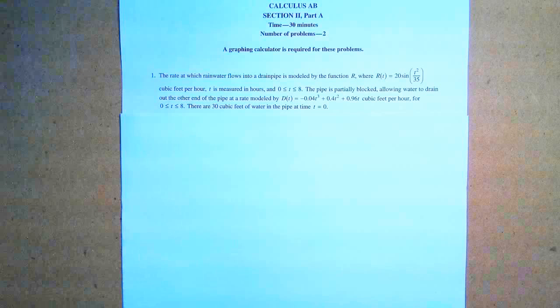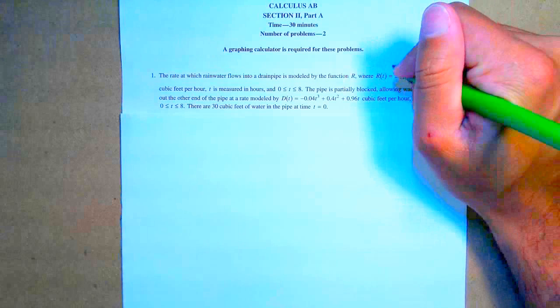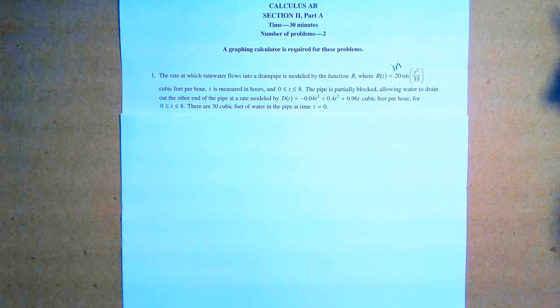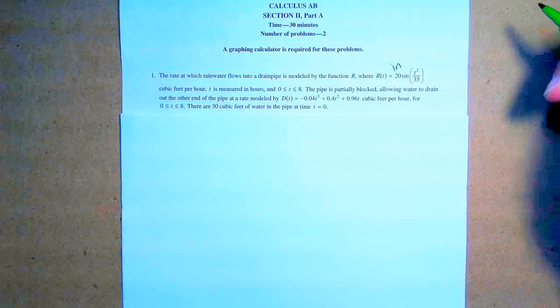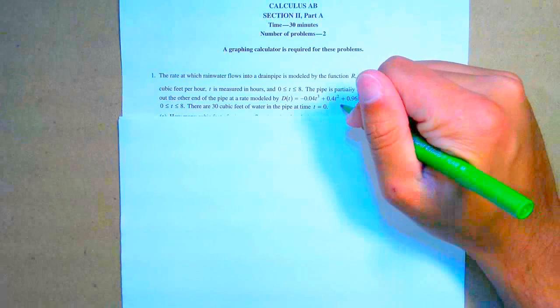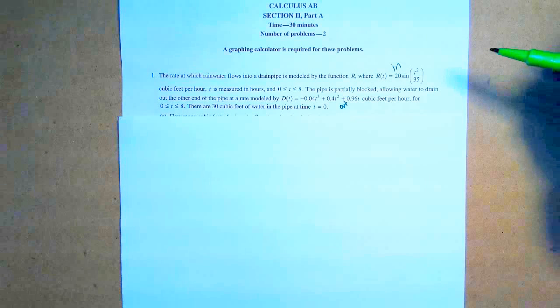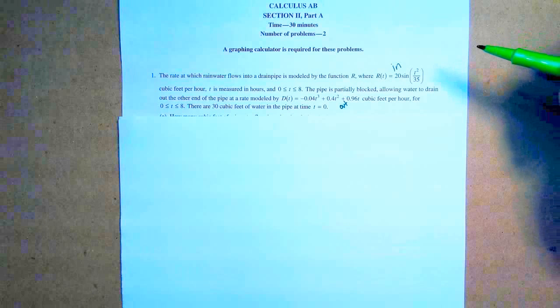It says the rate at which rainwater flows into a drain pipe is modeled by the function R, where R of t is equal to that. So that's going into a drain pipe. So this is my in equation. And then it says the pipe is partially blocked, allowing water to drain out the other end of the pipe at a rate modeled by d of t equals that equation. This is my out equation. This is going in, this is going out. It says for time between 0 to 8.